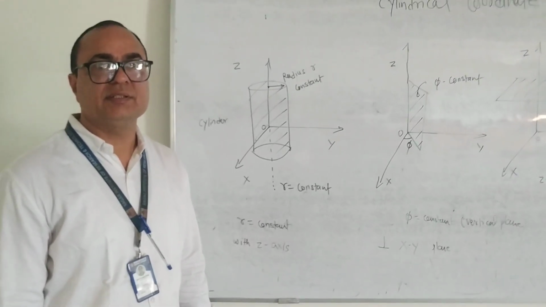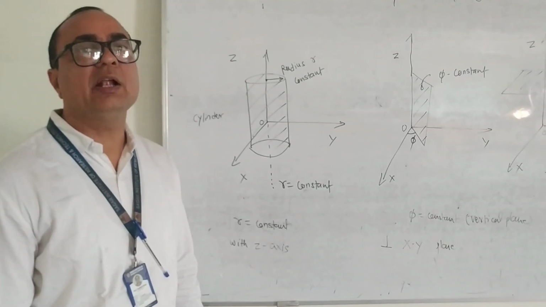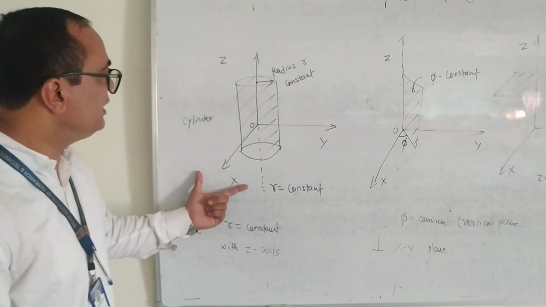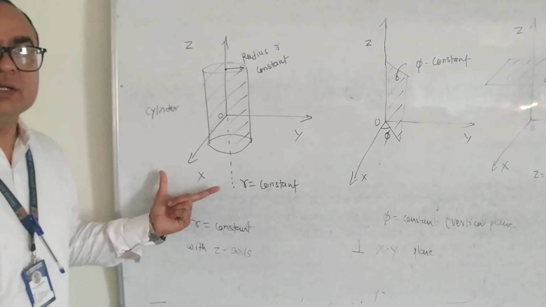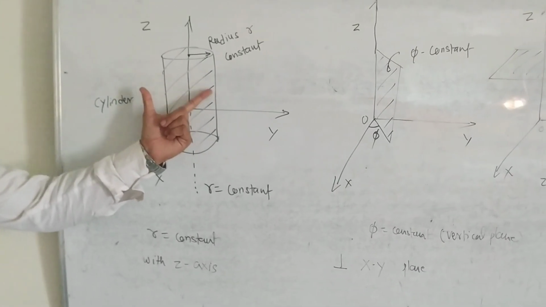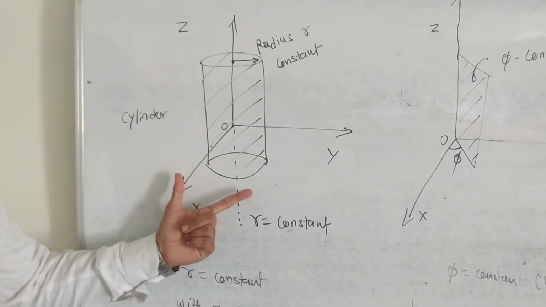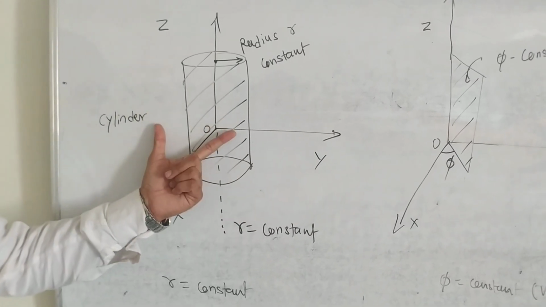Today I am discussing the cylindrical coordinate system, which is part of electromagnetic theory. So here we consider a cylinder. The axis of the cylinder is on the z-axis. We consider the x, y, z axes, in which the z-axis is the axis of the cylinder.